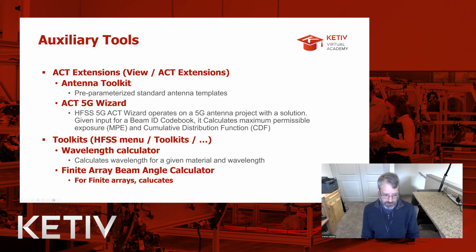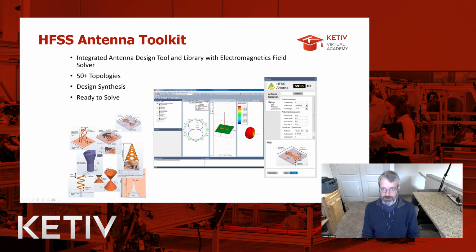And then there's some additional toolkits here from the HFSS menu. Toolkits, there's a wavelength calculator. It calculates a wavelength for a given material and frequency. And then for finite arrays, a beam angle calculator. So I just wanted you to be aware of those tools as you dive in as well. The antenna toolkit in particular is very useful because you have a fully parameterized toolkit. You just input a couple of the dimensions for the antenna and the substrate, and boom, you're done, and you have an antenna that you can then use in your analyses. So there are 50 plus topologies. I won't go into all of them now. You can sort of see a picture here on the left, but standard helical design, standard, all sorts of different antennas here, bow tie, dipole, etc.